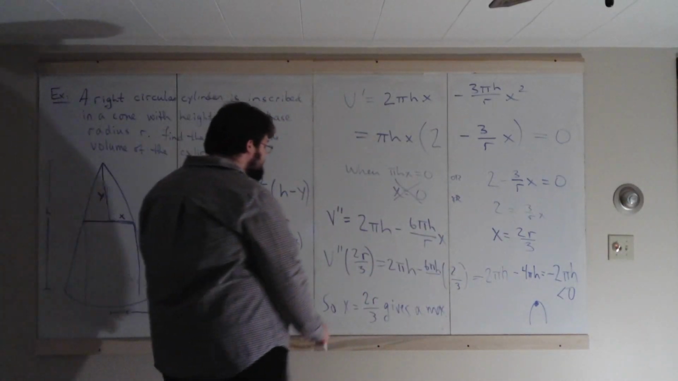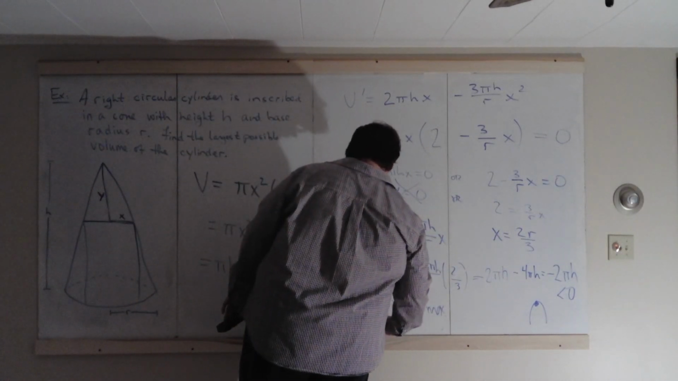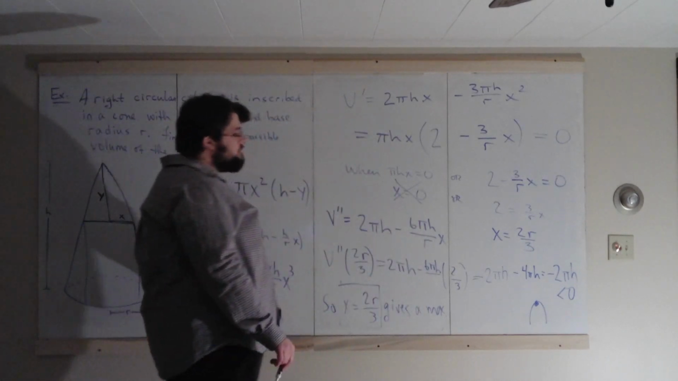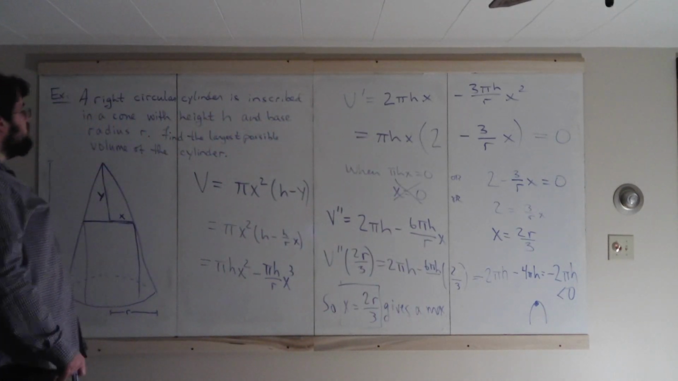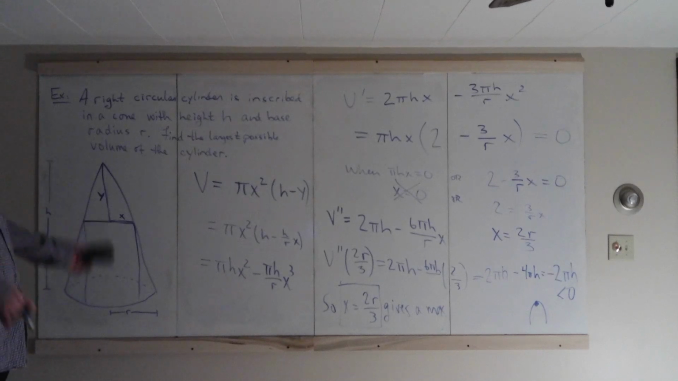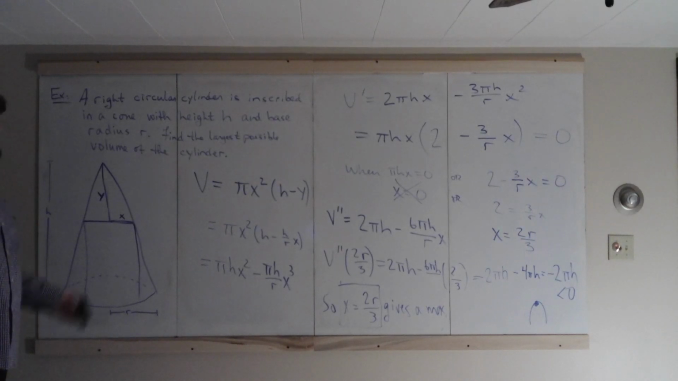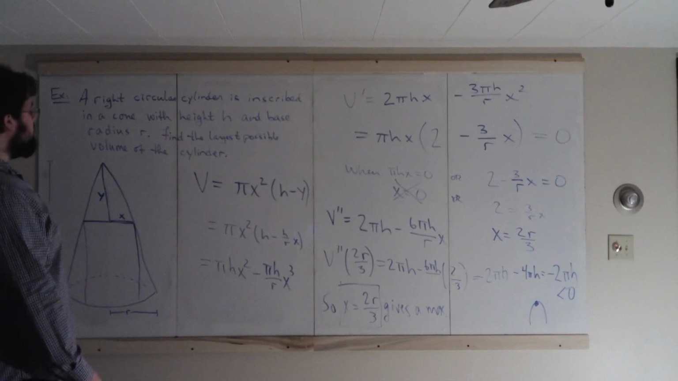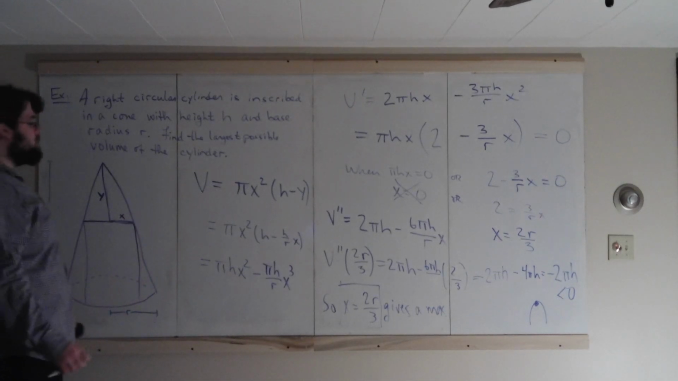And let's put a box around this because we think we're done. It would be very unfortunate if this problem were on your final exam and you did all of that work and lost a point because you didn't answer the question. Find the largest possible volume of a cylinder. It doesn't say find the x value that gives the largest possible value. It doesn't say find the x value and find the y value that gives the largest possible volume. It says find the largest possible volume.